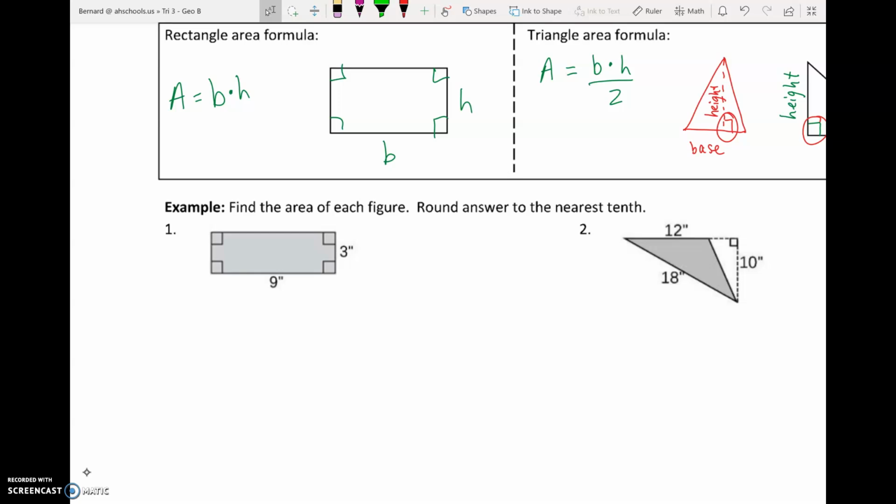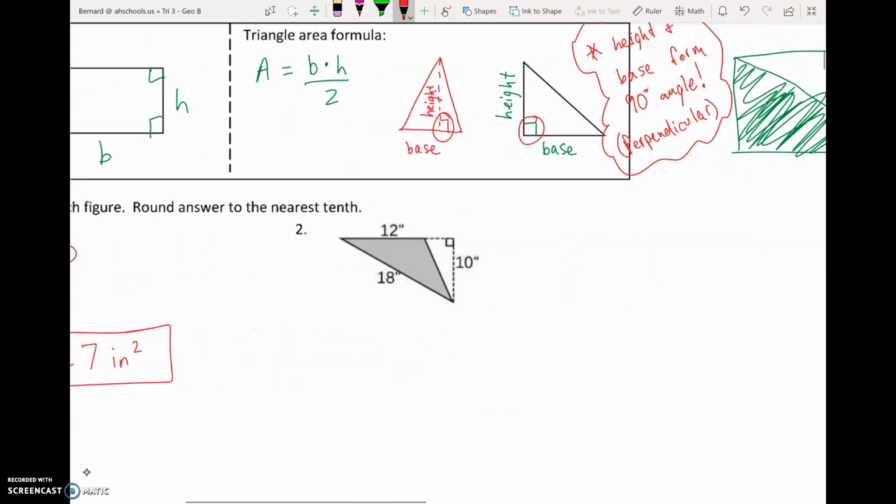It's a rectangle, right? So base, we can consider 9. Height, we can consider 3. So area is just going to be 9 times 3, and that equals 27. And those marks mean inches. Remember, square units, so inches squared.